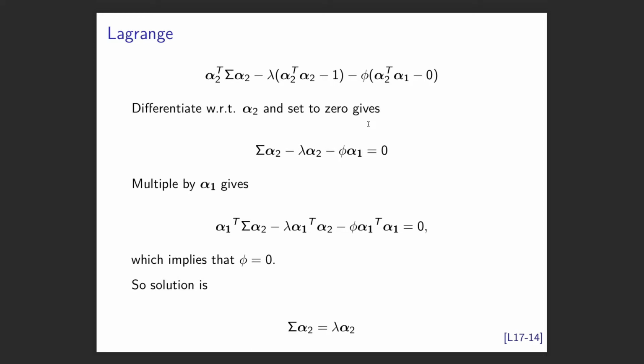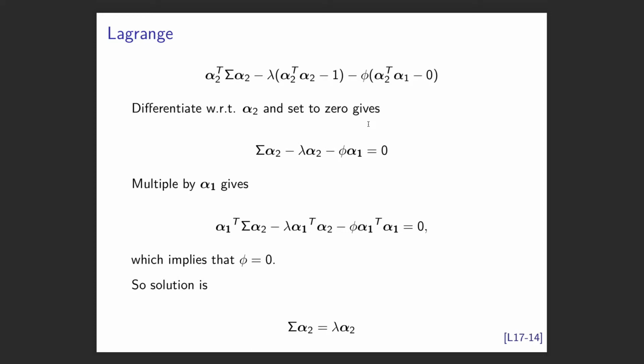So minus lambda, alpha 2 transpose alpha minus 1, so that's the first constraint that it's normalized. Minus, well, we saw before, for the covariance to be 0, I want alpha 2 transpose alpha 1 to be equal to 0. So I go minus phi alpha 2 transpose alpha 1. I put phi in there just again as another placeholder. So the idea is I differentiate that with respect to alpha 2.